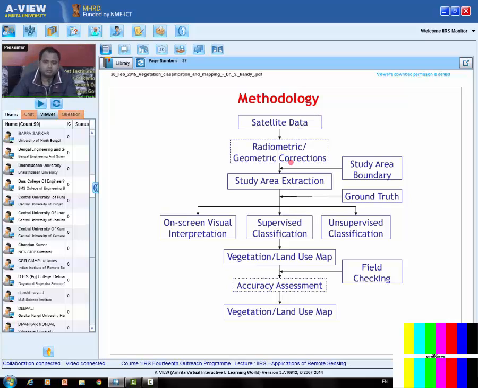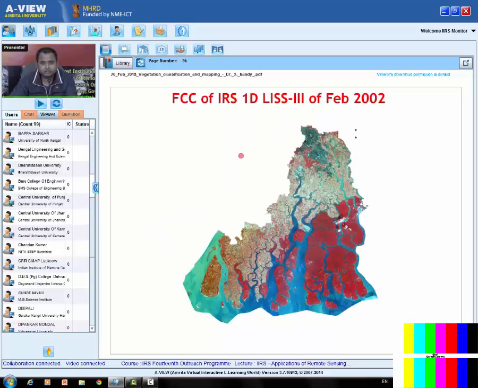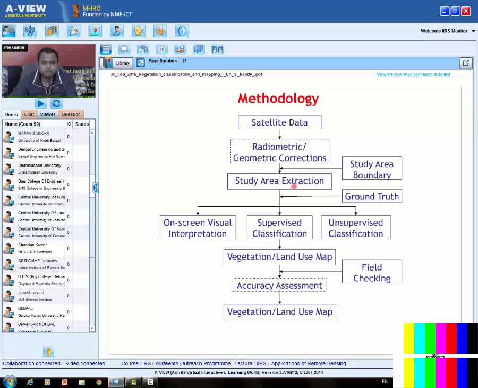Then after geometric and radiometric correction, I have taken only my study area using the Sundarban Biosphere Reserve boundary. I extracted the study area, which looks like this. So it's a subset of a bigger scene. Now once my study area extraction is there, then I went for ground truth.